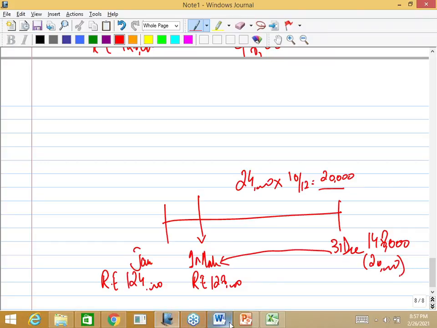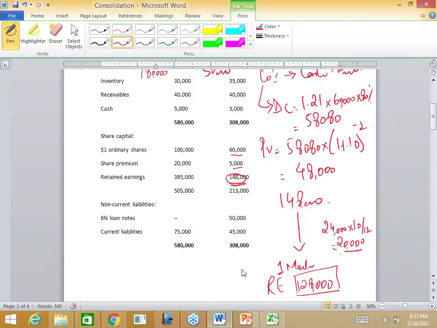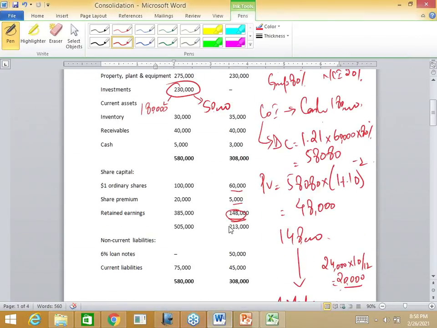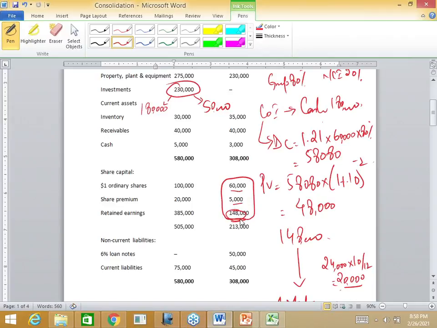2,13,000 is the total amount of these three figures. 2,13,000 is the sum of the whole equity. These are the totals.